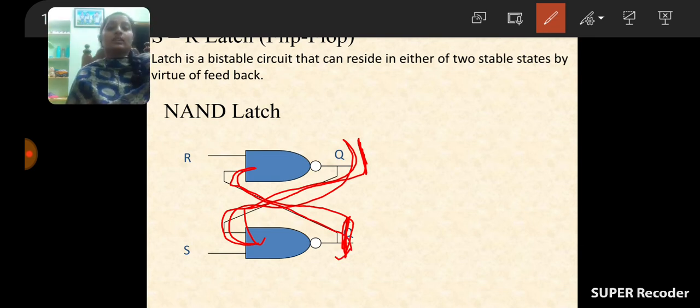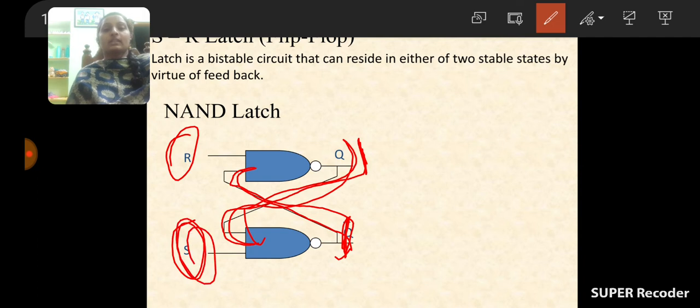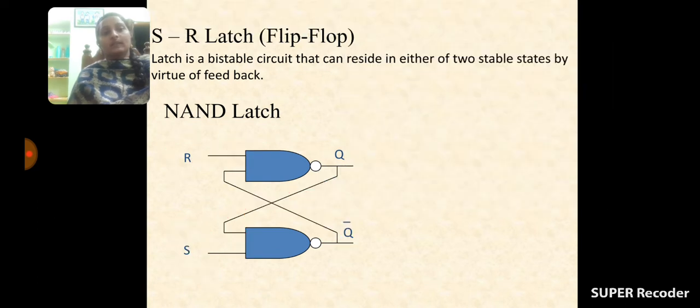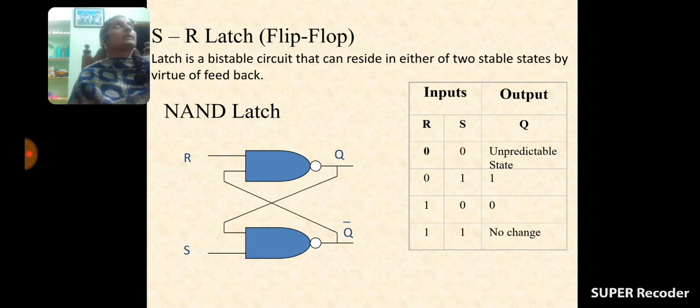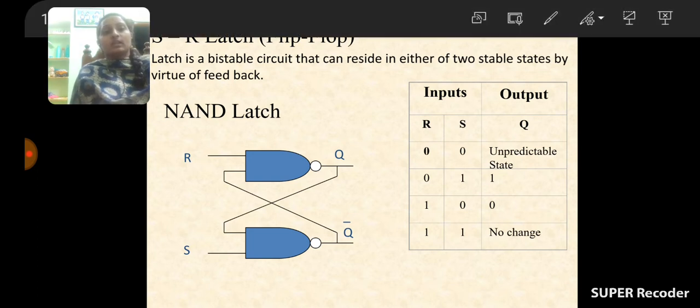And see here, two inputs are there. Each NAND gate has two inputs: one is directly connected, and the other comes from the output of the other gate. Is it clear? Okay, and this is the truth table. What do we observe in the truth table? If the inputs are 0 and 0, what is the output of a NAND gate? It is 1. If any of the inputs is 0, the output is high.